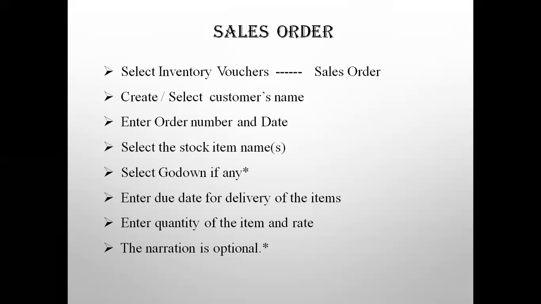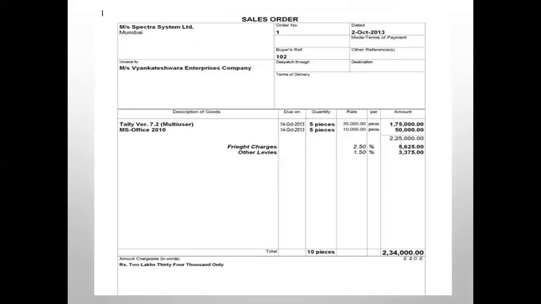This helps in monitoring the outstanding deliveries of items. So you have to enter the due date, then enter the quantity of the item and the rate. The amount will be calculated automatically. And finally, you enter the narration. This is optional, just for your reference. The user can give some particulars about the order if required. And then we will see an output of the sales order.